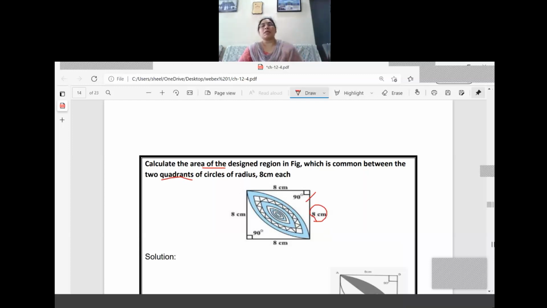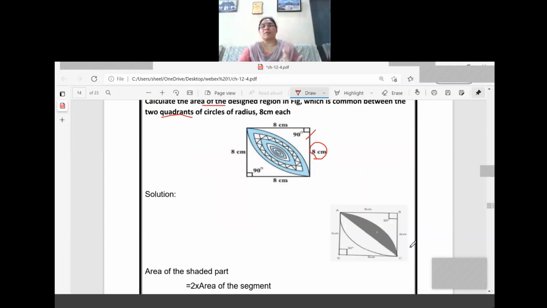Now the question comes, how to find the area of this design? Just go to the diagram below that I have given. I join the diagonal AC there, right? Join the diagonal AC. The black portion, that is the shaded portion, if you consider arc AC, it will look like a segment only, right? It is a segment.